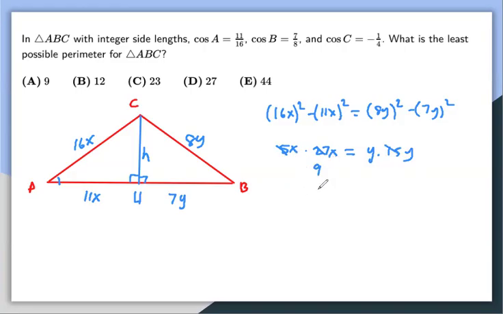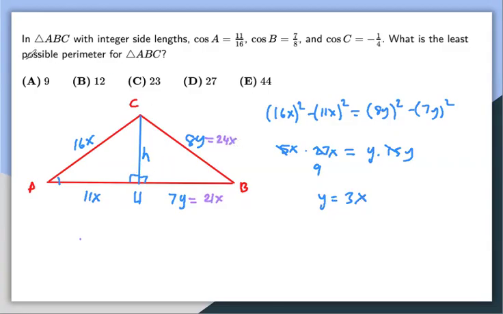On the left side, we have 9x squared equals y squared. So that means y actually equals 3x. Okay, this is good. So now we can make these one variable. So the y value is 3x, which means this has to be 21x and this has to be 24x.